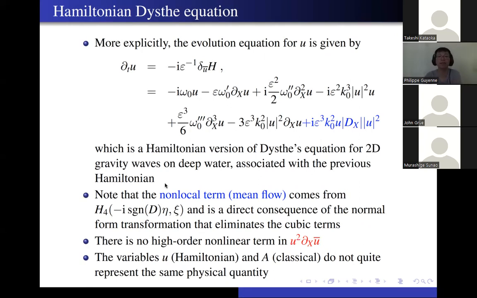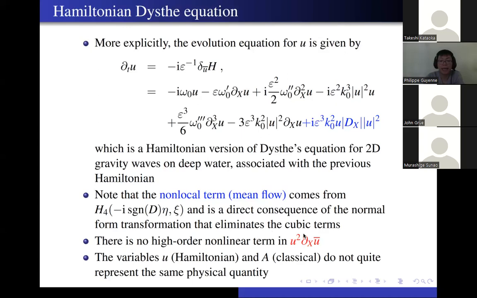And again, let me say it one more time, this non-local term that I mentioned earlier, in this context comes directly from the correction H4 of eta tilde C, and therefore it is a direct consequence of the normal form transformations that eliminate other cubic terms in this problem.